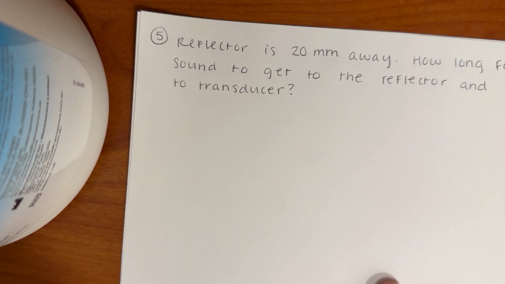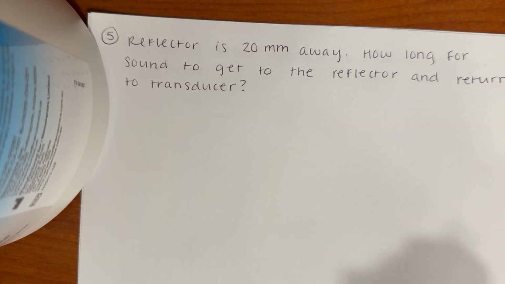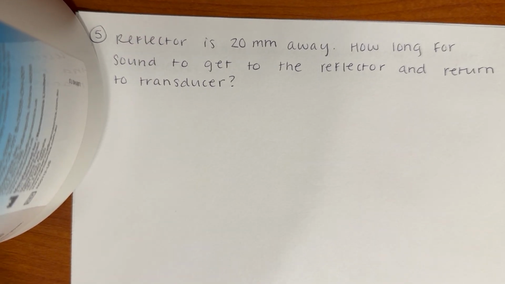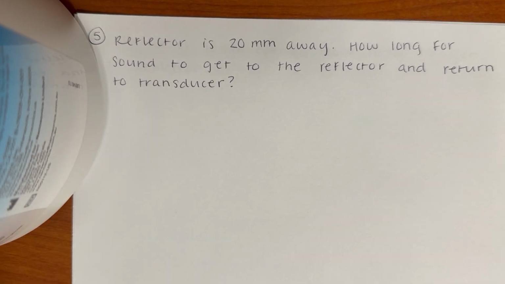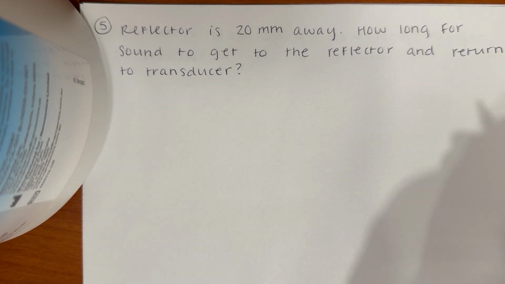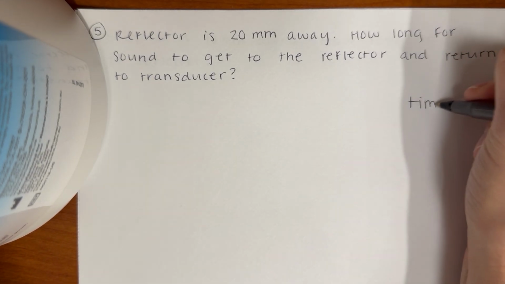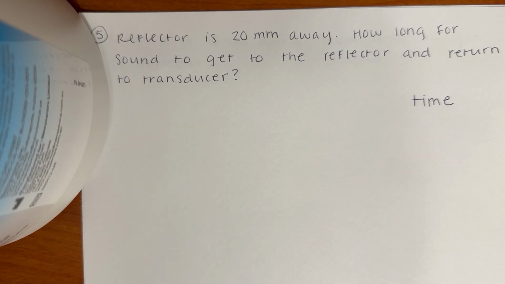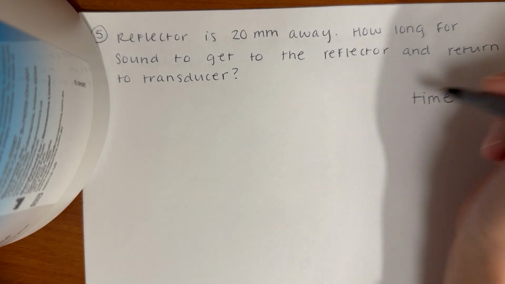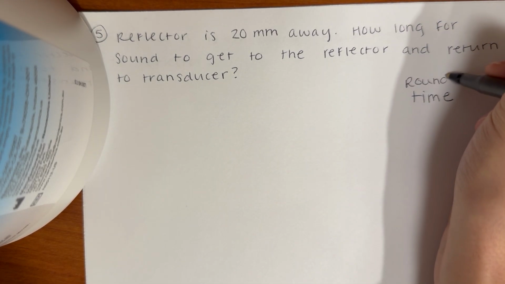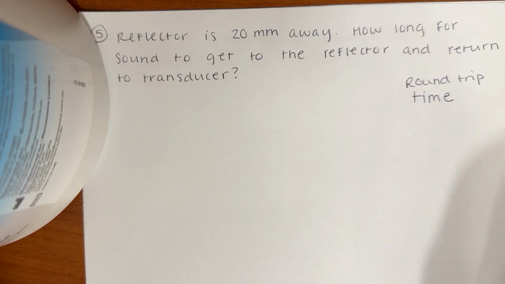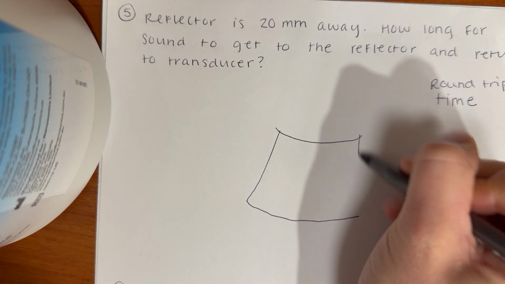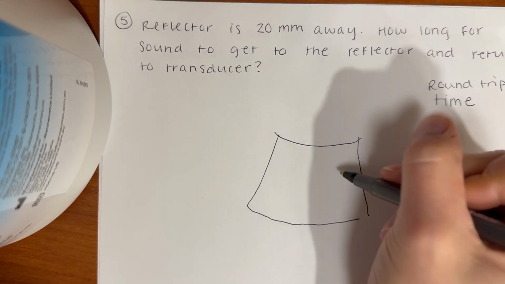Then these ones mix it up on you and they change what you're looking for. So the reflector is 20 millimeters away. How long for the sound to get to the reflector and return to the transducer? So now we want to know time as our answer. And they're giving us a distance. And in this question, they want to know round trip time, which we like because it's easiest. It's our 13 microsecond rule. So we think about our screen. 20 millimeters is the same as 2 centimeters.